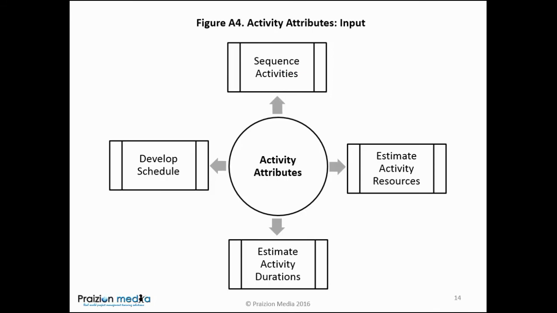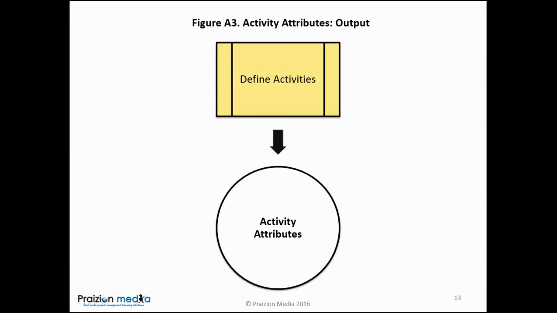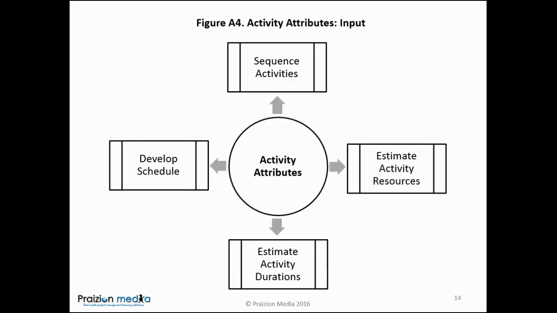Activity attributes is an input to 4 processes: sequence activities, estimate activity resources, estimate activity durations, and develop schedule. What do you very rapidly realize as you're studying these? You discover that when activity attributes is created from define activities, which is in scheduling, time management, within planning, the moment you get activity attributes, it becomes an input to every other process after it within planning.